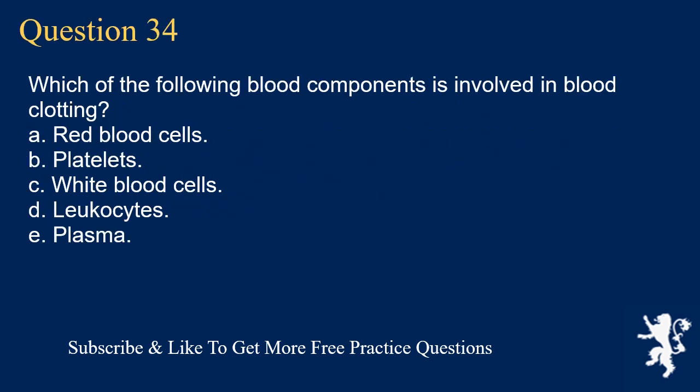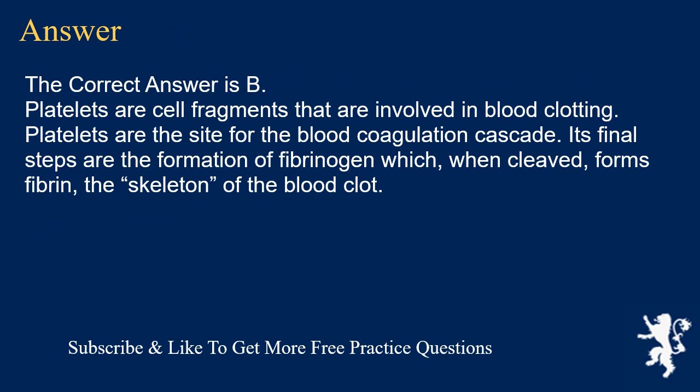Question 34. Which of the following blood components is involved in blood clotting? A. Red blood cells. B. Platelets. C. White blood cells. D. Leukocytes. E. Plasma. The correct answer is B. Platelets are cell fragments that are involved in blood clotting. Platelets are the site for the blood coagulation cascade. Its final steps are the formation of fibrinogen which, when cleaved, forms fibrin, the skeleton of the blood clot.